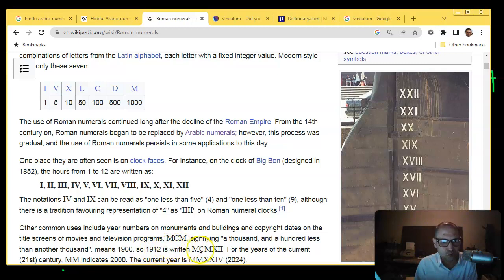So then for 1912, for example, you would write 1900, which is exactly MCM, and then a 12. The whole thing has to be added together. For the years of the current 21st century, MM would be 2000, 1000 plus 1000. And so the current year would be, for example, 2024, which is MM, which is 2000, and then you have to add 24 to that, which is 2 tens, that would be 20, and a 4, meaning 1 less than 5 is a 4. So MMXXIV would be 2024, for example.